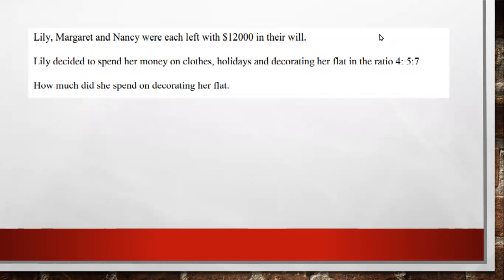So what happened here is this. Lily decided to spend her $12,000 on clothes, holidays, and decorating her flat. The question was asked, how much did she spend on decorating her flat? What will we do? Does anybody have any idea how to approach this question? Remember, how much did Lily receive? Let's start from there.